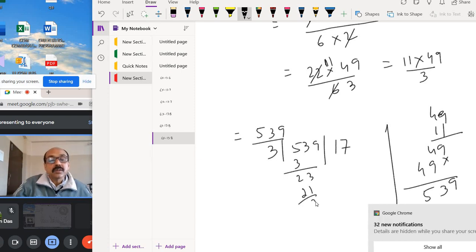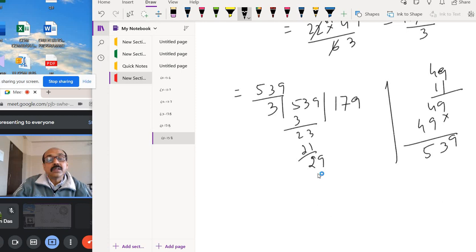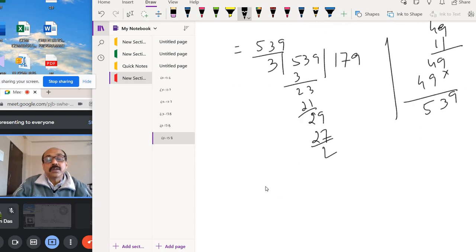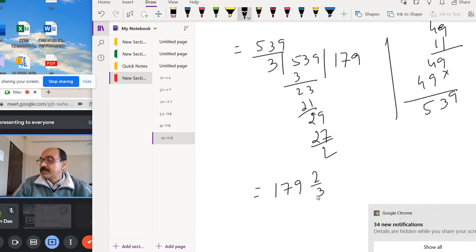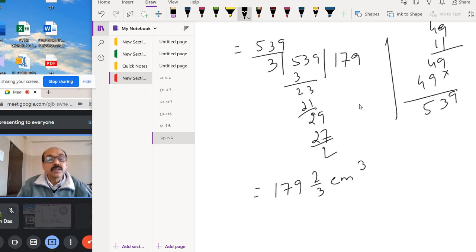3 nines are 27. So you can write this equal to 179 2 by 3 centimeter cube. This is the required volume, that is the volume of the sphere.